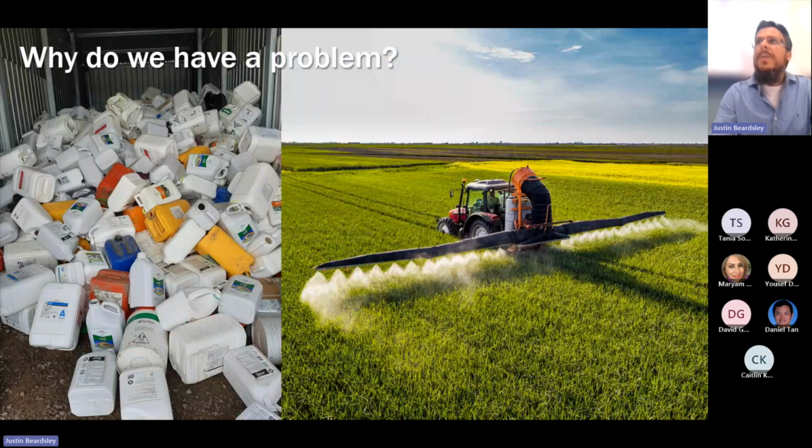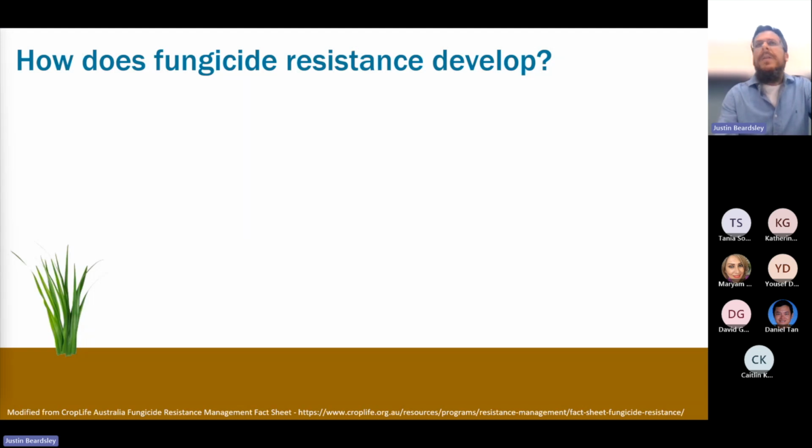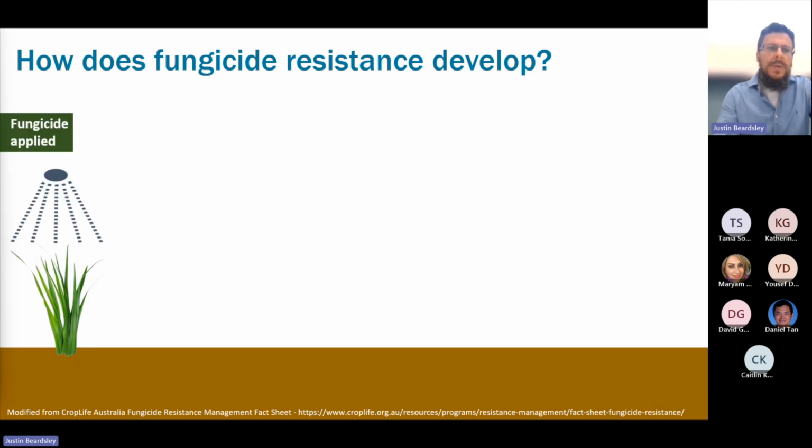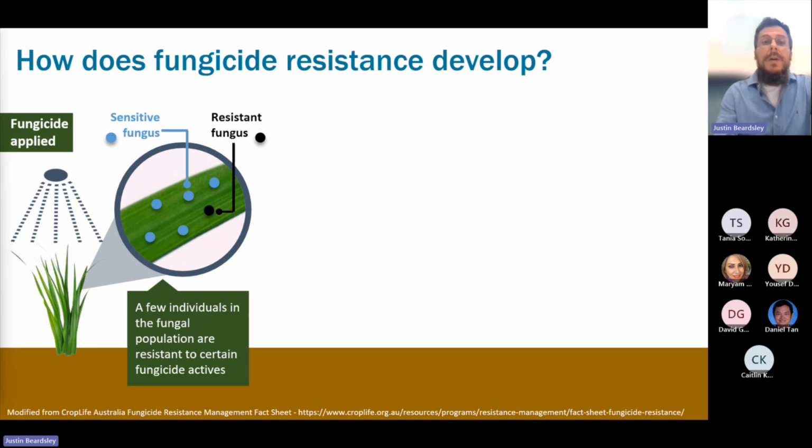The sheer size of the problem is staggering. There's a massive amount of chemicals that go out into agriculture the whole time, and this happens repeatedly. So resistance develops in the same way as it develops in clinics and animal production. We use a fungicide, and this fungicide selects for individuals that are resistant.